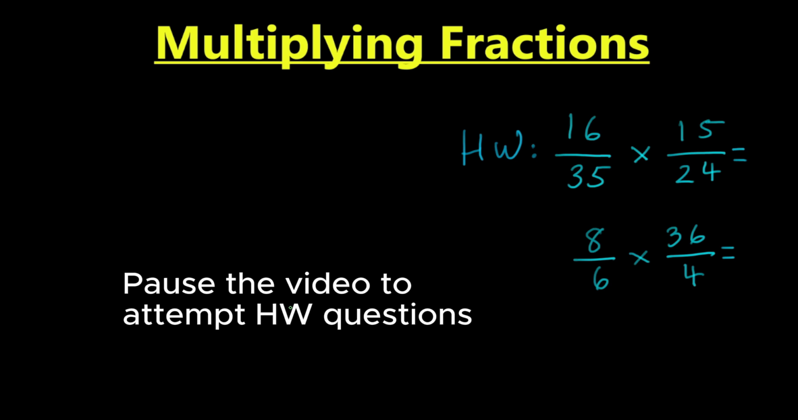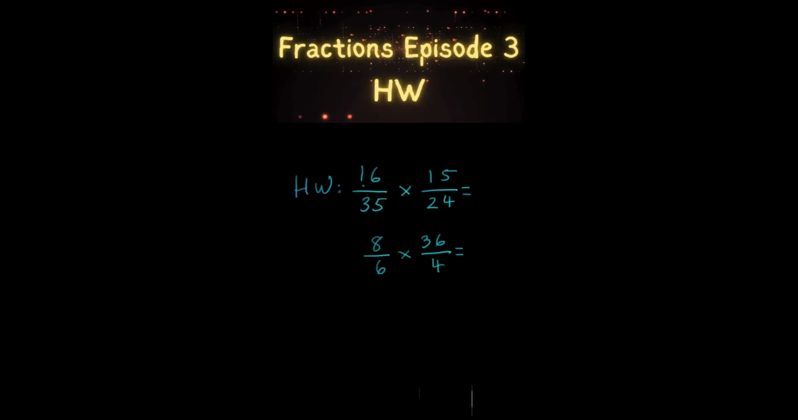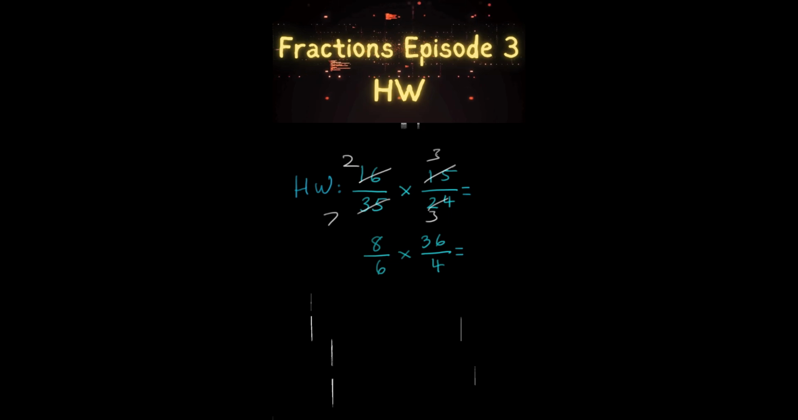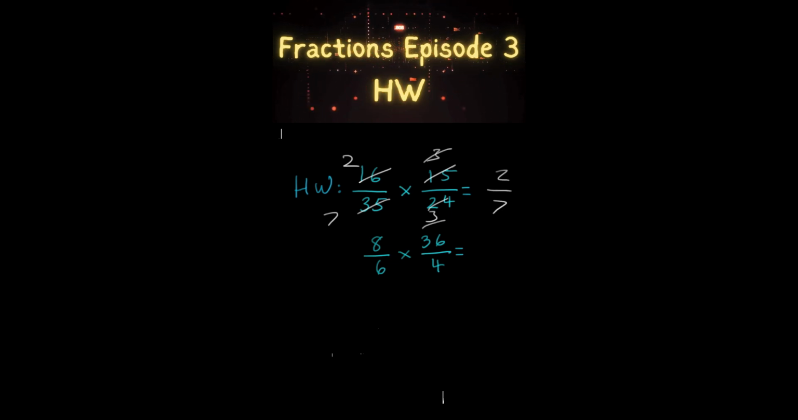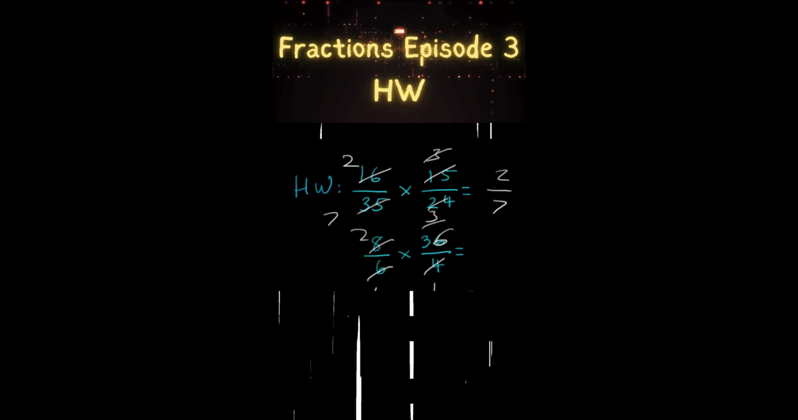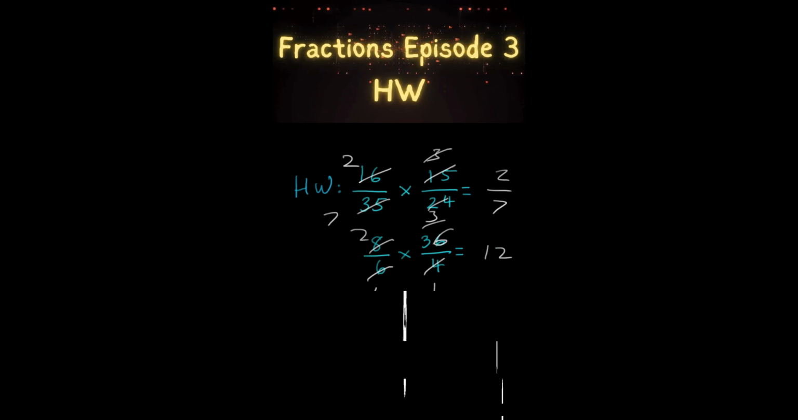We're going to start off by dividing both of these by 8, leaving us with a 2 and a 3. Then we're going to divide both of these by 5, leaving us with a 3 and a 7. Then we're going to cancel out the 3's here, and we're going to be left with 2 over 7. The second question is a little bit easier. We're actually going to do 1/2 here and 1/6 here, and we get a final answer of 12.